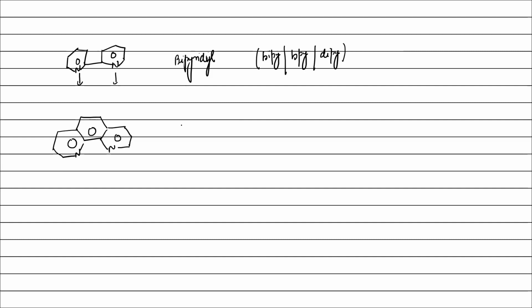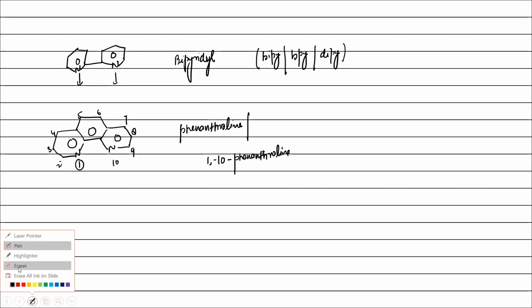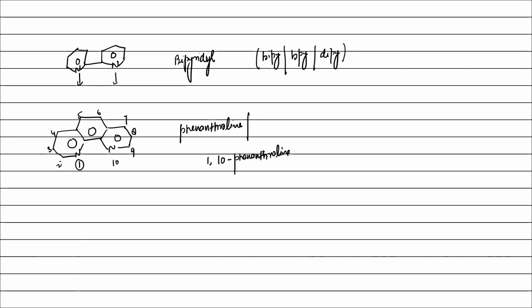This is called phenanthroline, or 1,10-phenanthroline. Numbering the atoms 1, 2, 3, 4, 5, 6, 7, 8, 9, 10, the nitrogens are at positions 1 and 10. So it is 1,10-phenanthroline.